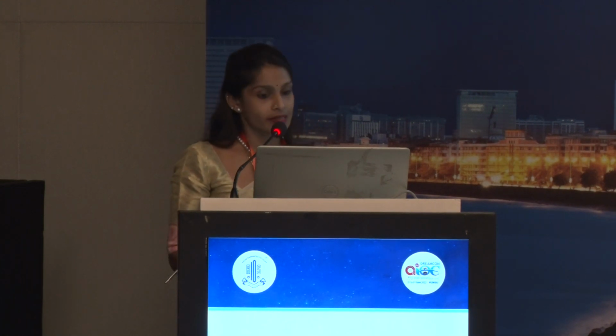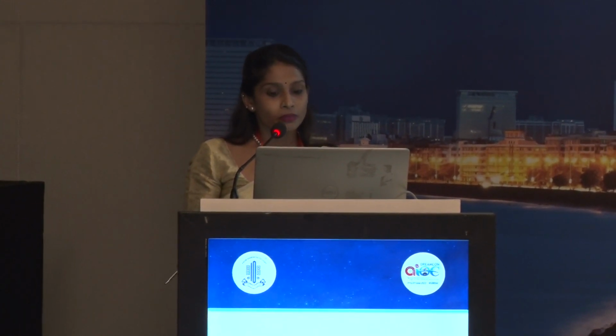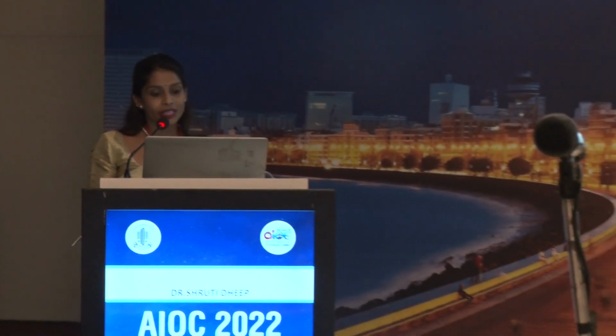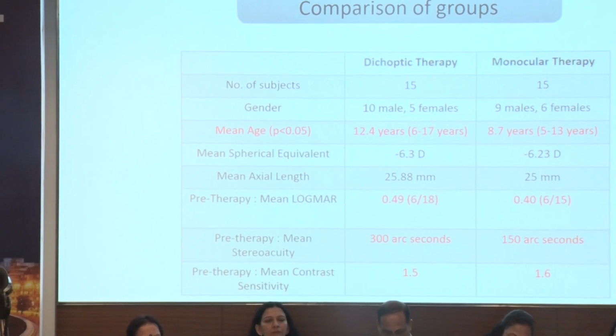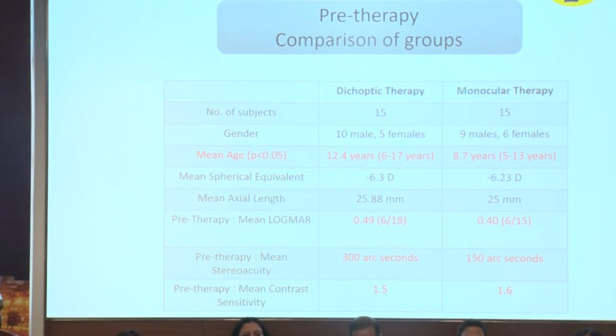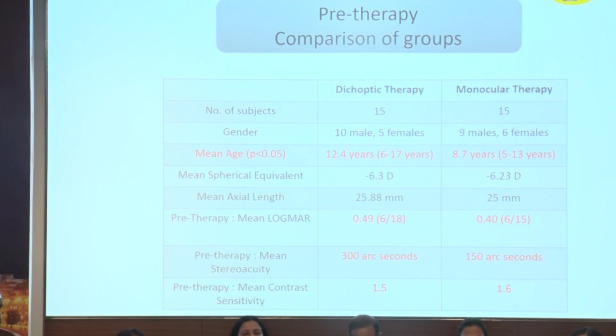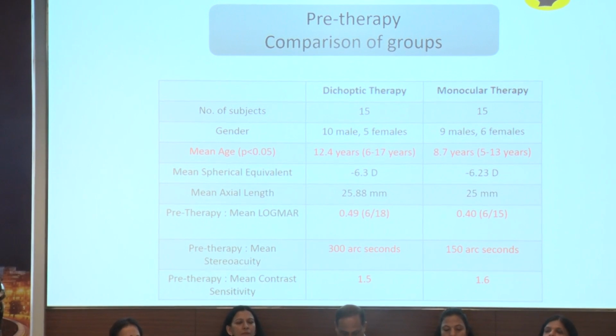So this is the pre-therapy comparison. We had 15 subjects in both the groups. Mean age was slightly older in the dichoptic group than the monocular group. Spherical equivalent was 6.3 and 6.23. Mean axial length was 25.8 and 25. Pre-therapy logMAR visual acuity was 0.49 and 0.40, and stereo acuity was 300 and 150. Mean contrast was almost similar.